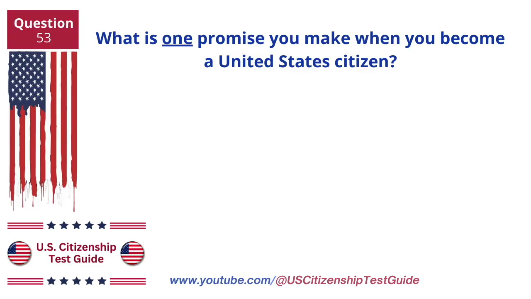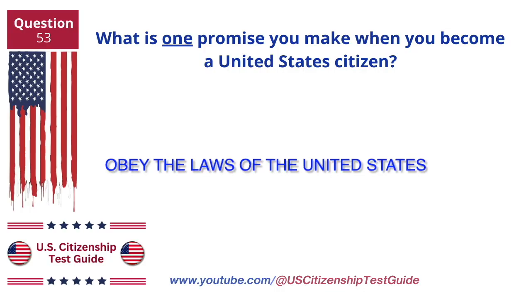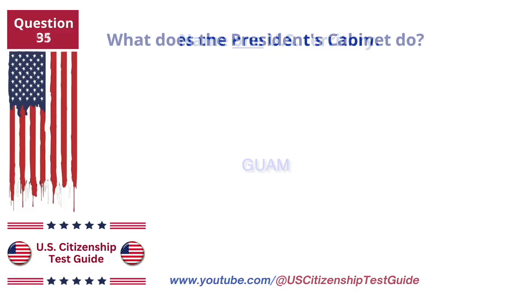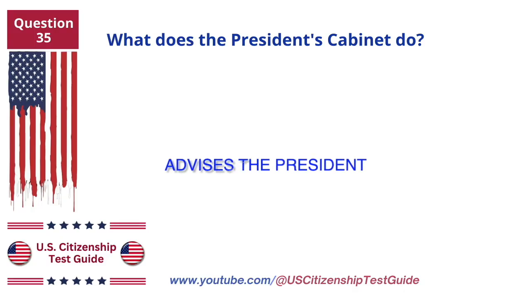What is one promise you make when you become a United States citizen? Obey the laws of the United States. Name one U.S. territory. Guam. What does the President's Cabinet do? Advises the President.